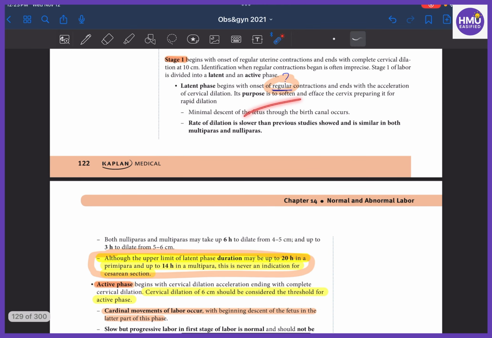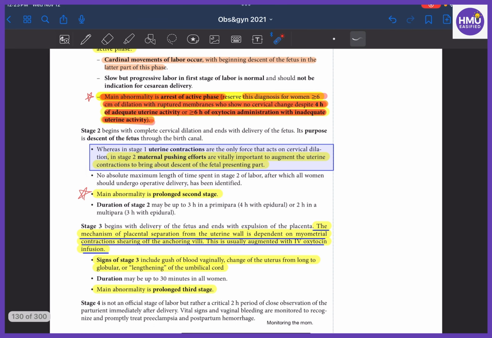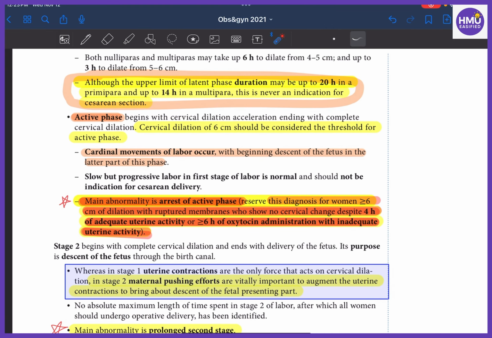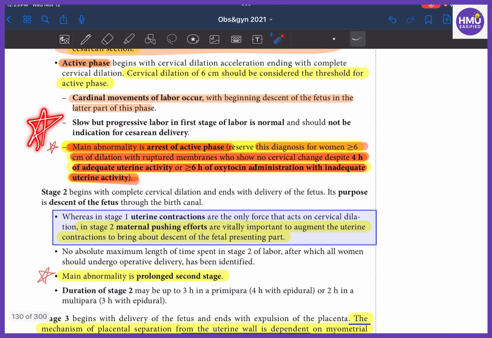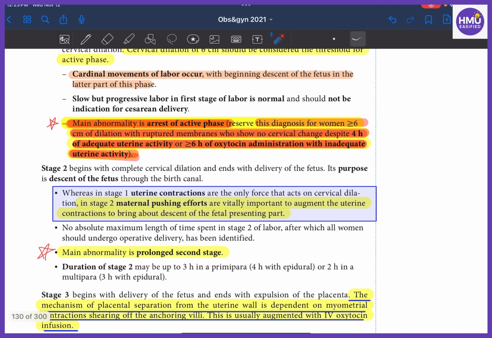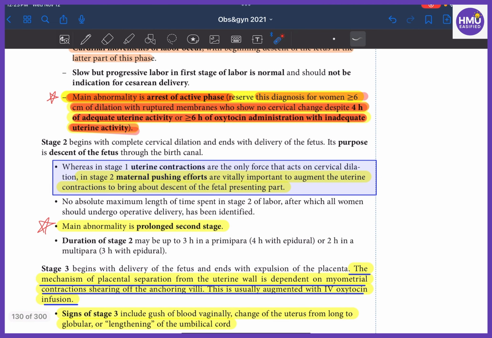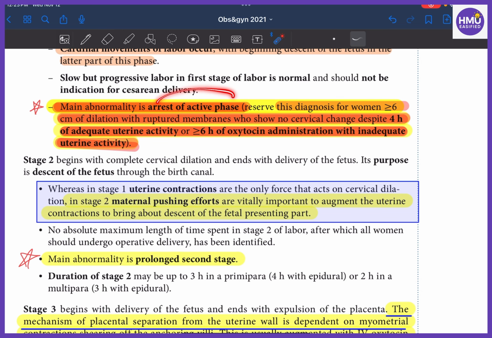The latent phase of the first stage has an abnormality, which is prolonged latent phase. That's one abnormality. In the active phase of the first stage, there is arrest of active phase. That's an abnormality. I'll talk about them maybe in a part 2 video or later at the end. The active phase, when does it start? When there is 6 centimeters of dilatation, and then there will be quick dilatation until 10 centimeters, right?